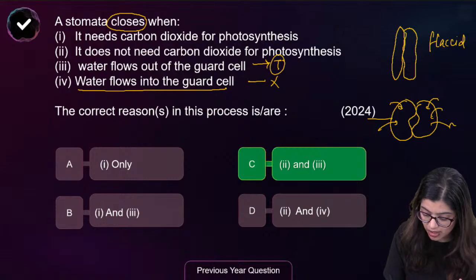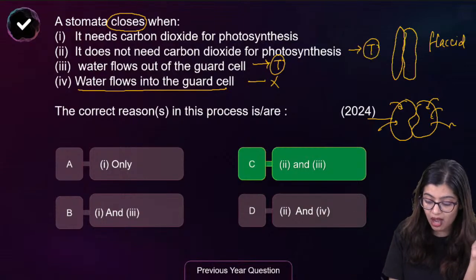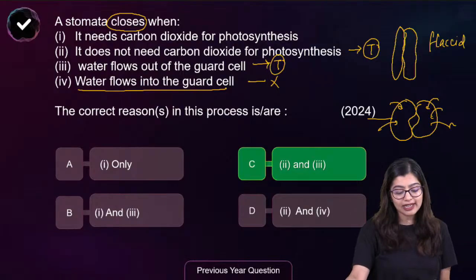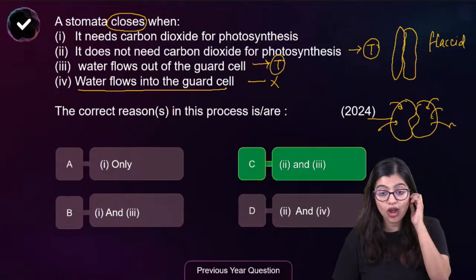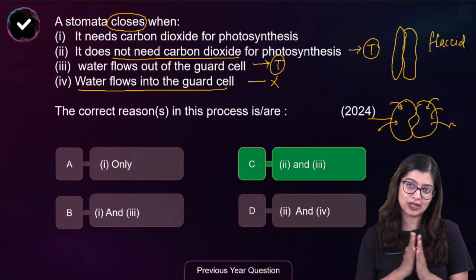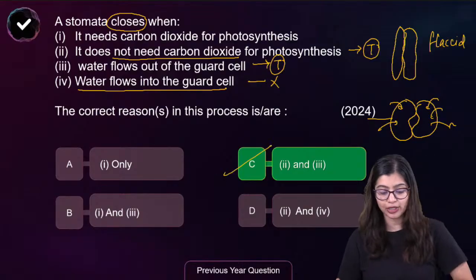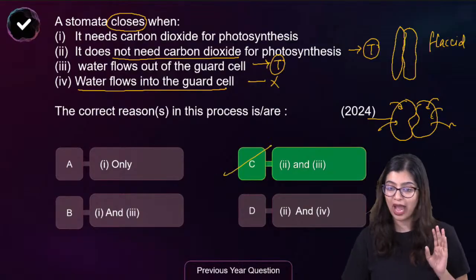And in such case, what will happen? We know that the stomata will close when carbon dioxide is not needed. Stomata will not randomly close, right? When carbon dioxide is not needed, that is when the stomata will close. Two conditions, which is why the correct answer is going to be option C, which is 2 and 3.